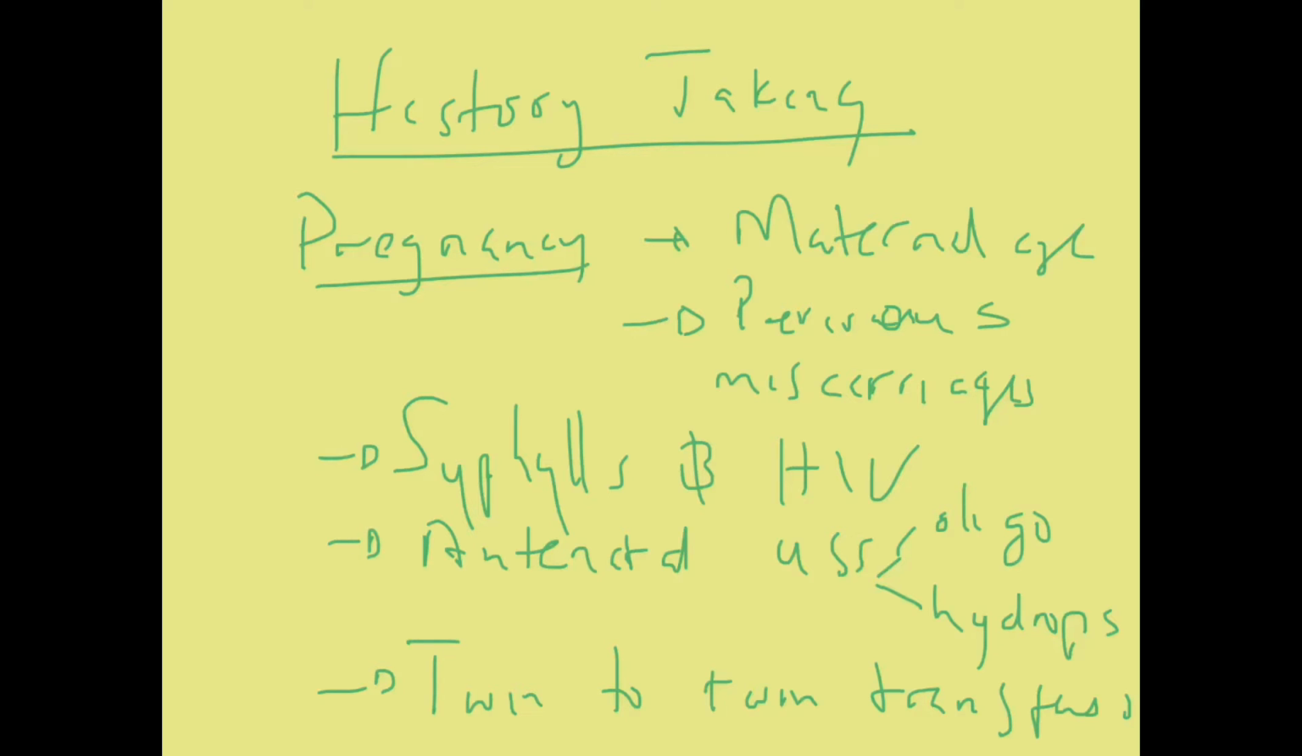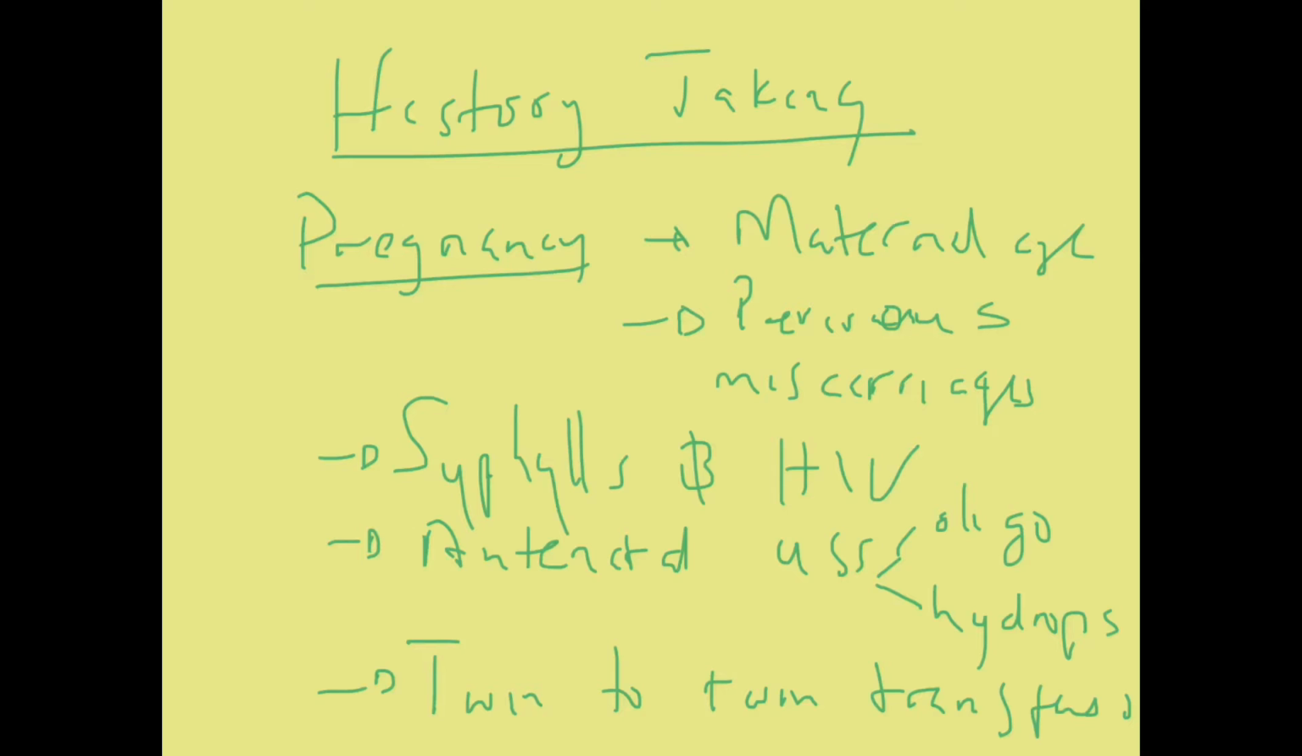In pregnancy, we want to ask about the maternal age, because we know that some congenital heart problems can occur with advanced maternal age. We also want to ask about previous histories of miscarriage in the mom. We know that rhesus incompatibility and other things can cause hydrops fetalis and edema. Then we want to ask about the history of syphilis and HIV. This can cause congenital nephrotic syndrome.